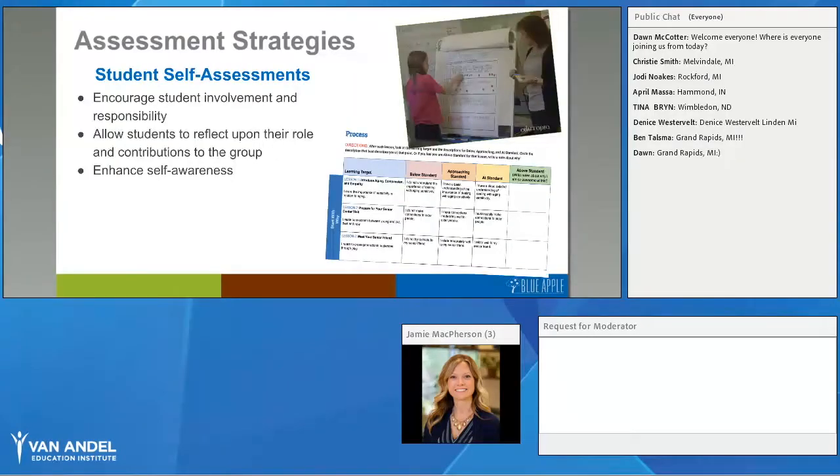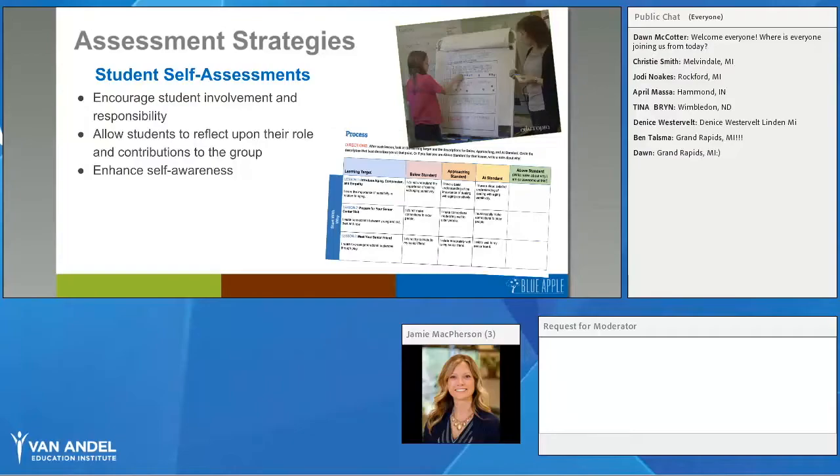And then student self-assessments, another great assessment strategy in PBL. We can give our students, and again, we can give this to them early on, something where they're identifying their role within their group. Again, it builds that self-awareness. It makes them really recognize their contributions to the group. Another great way to do this as a whole class is to have a self-assessment tracker.